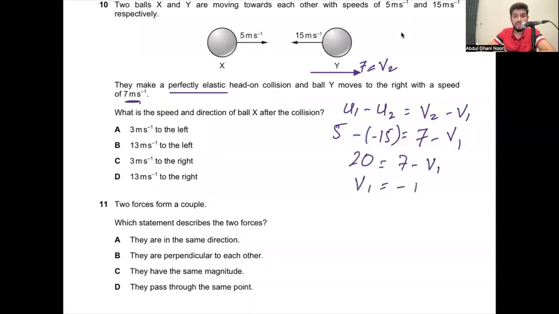V1 is equal to minus 13, which means that after collision, this ball X travels to the left with a speed of 13 meters per second. 13 meters per second to the left. And how do I know it's to the left? Because of this negative sign.